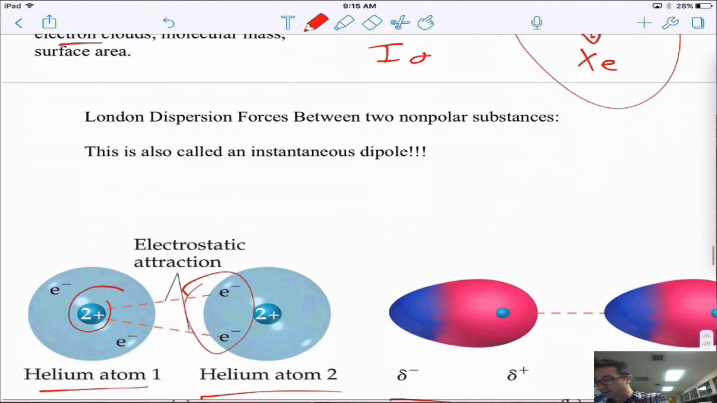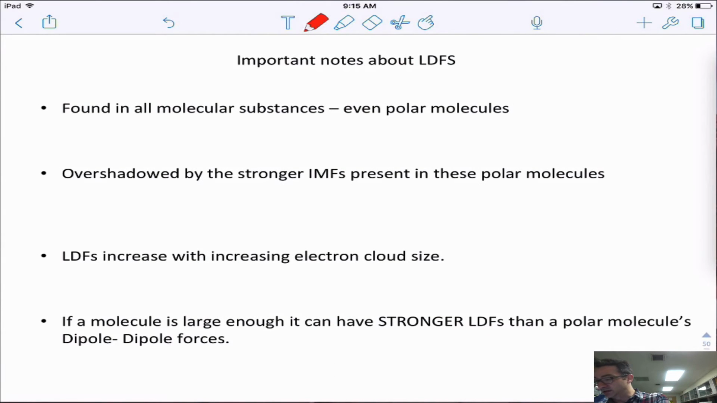Okay, so look, something important I want to end with on the London dispersion forces: even polar molecules have some London dispersion forces. The issue is that you don't talk about the LDFs in water because the hydrogen bonds are so much stronger. So these London dispersions are overshadowed, but at the same time, they still exist, and the AP exam expects you to know that. They expect you to say water has hydrogen bonding and London dispersion. They want you to mention the London dispersion.